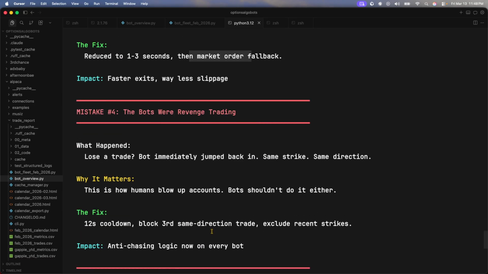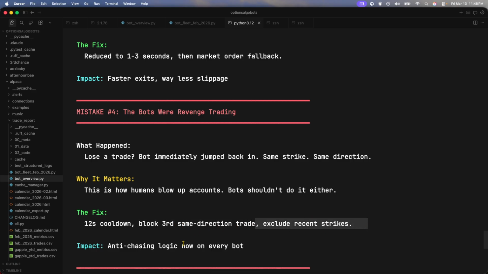Now, the fourth thing that I realized is that the bots were revenge trading, bruv. So it lost the trade, then a bot immediately jumped in, same strike, same direction, right? Humans blow up accounts in seconds. A bot shouldn't do the same thing. So the fix is an anti-chase mechanism, or anti-chase requirement, that all of our bots have to have. The fix was a 12-second cooldown, and we block the third directional trade and exclude recent strikes.